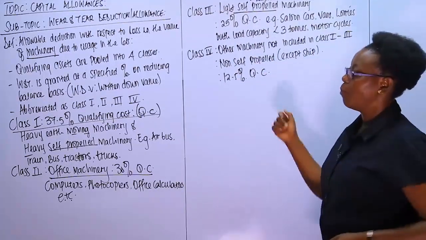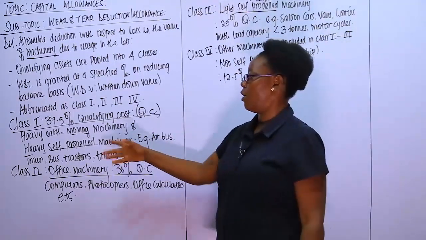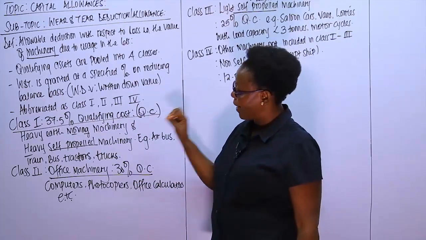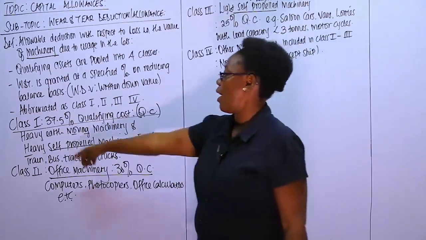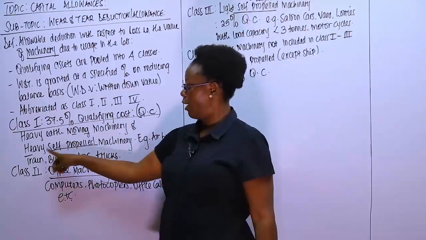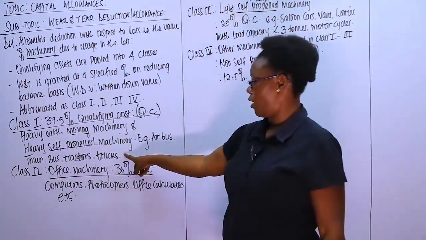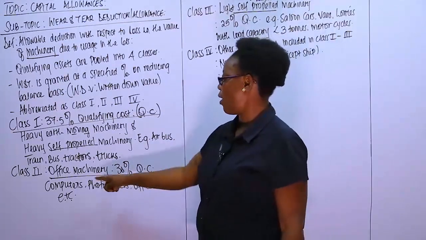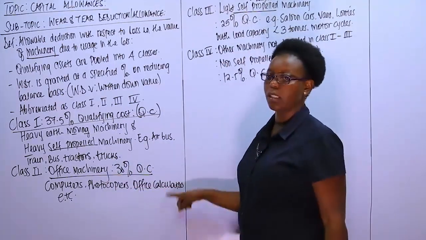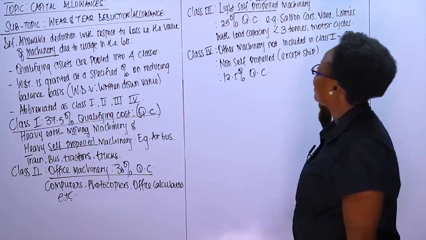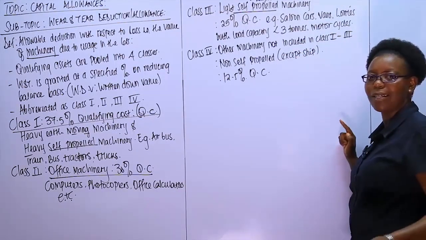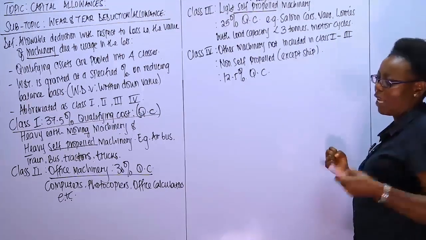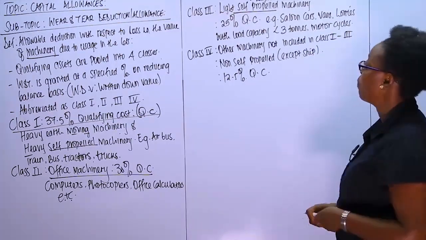So again, in pool 1, class 1, for an asset to qualify here, it's got to be heavy earth-moving or heavy self-propelling machinery. Then for class 2, it's got to be office machinery. For class 3, it is light self-propelled machinery. So again, it has an engine, only that it's not heavy like what we have in class 1.